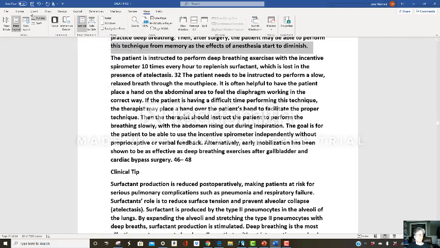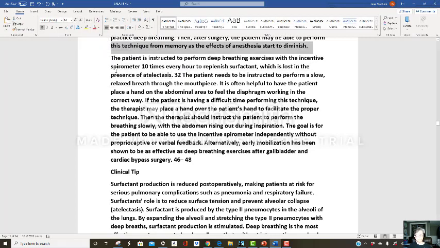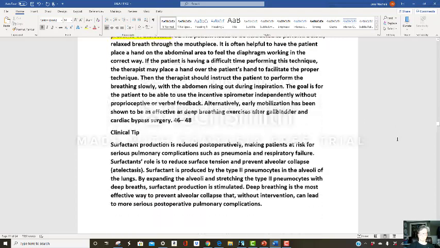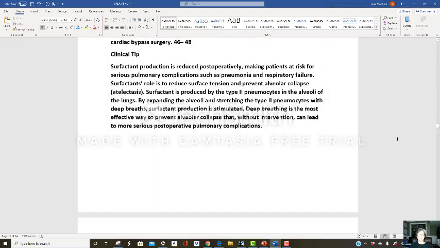Alternatively, early mobilization has been shown to be as effective as deep breathing exercises after gallbladder and cardiac bypass surgery. Clinical tips: surfactant production is reduced post-operatively, making patients at risk for serious pulmonary complications such as pneumonia and respiratory failure. Surfactant's role is to reduce surface tension and prevent alveolar collapse.